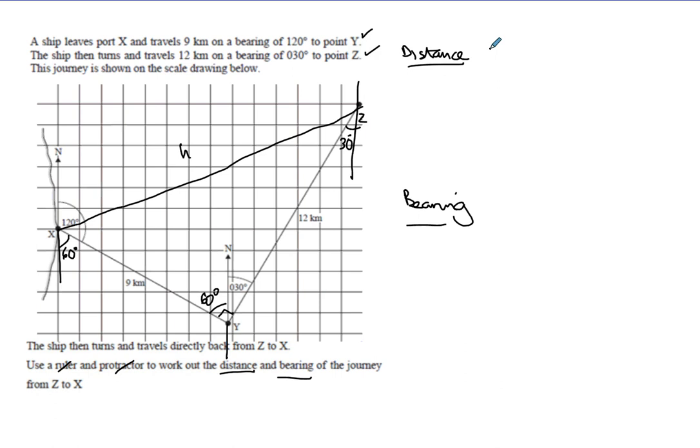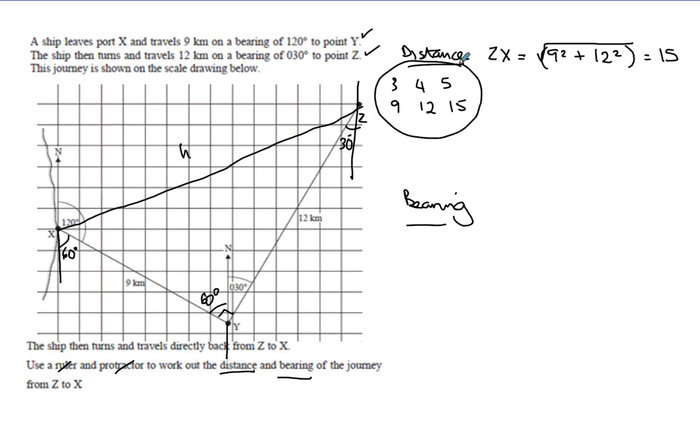So we go ZX equals the square root of 9 squared plus 12 squared, and you'd get 15. And can you see again, it's a Pythagorean triple because it's multiples of 3, 4, 5, so every side has been multiplied by 3, so you've got 9, 12, 15. Yeah, really helps to know it off by heart, doesn't it? Yeah. Okay, so that's 15 kilometers.